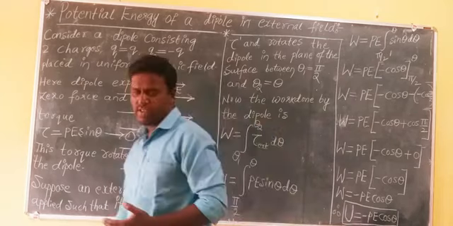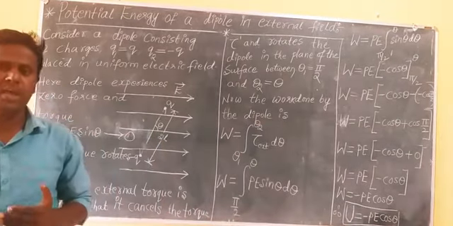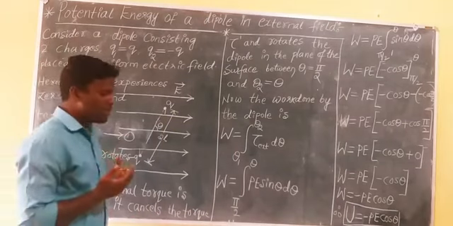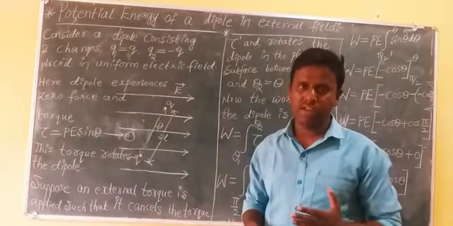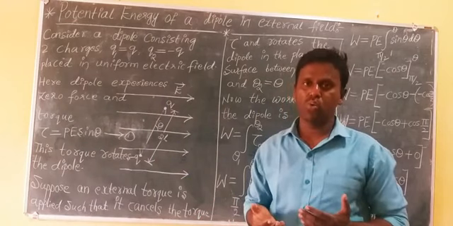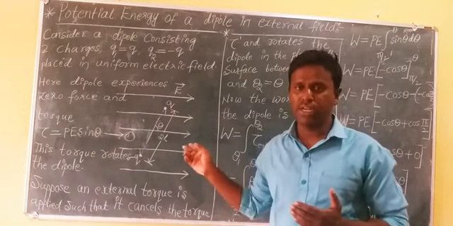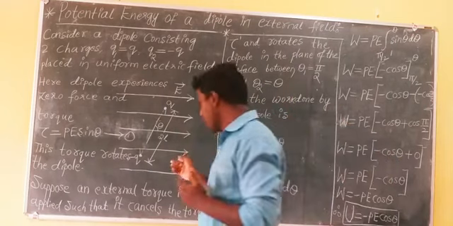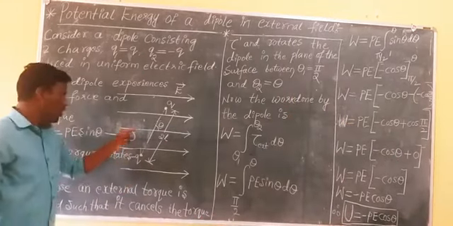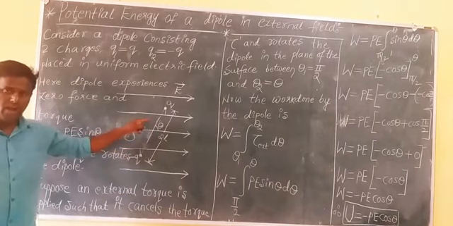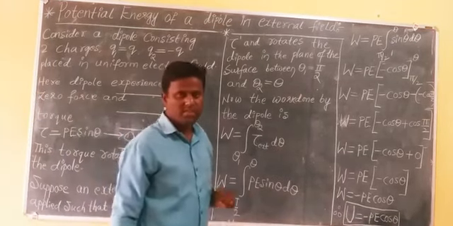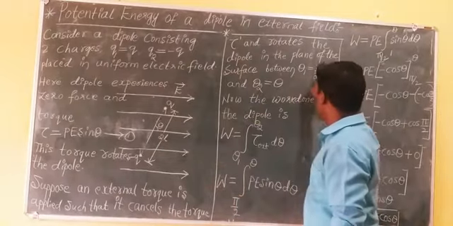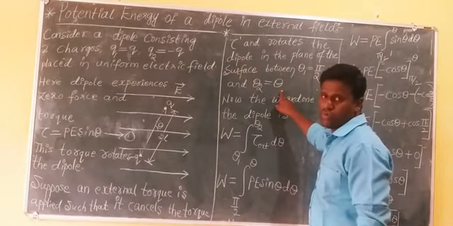Now imagine we are applying an external torque on this dipole such that it is able to neutralize the effect of the internal torque. That applied torque cancels the torque acting on the dipole, and it is also able to rotate the dipole between two angles: theta 1 equals pi by 2 and theta 2 equals theta.